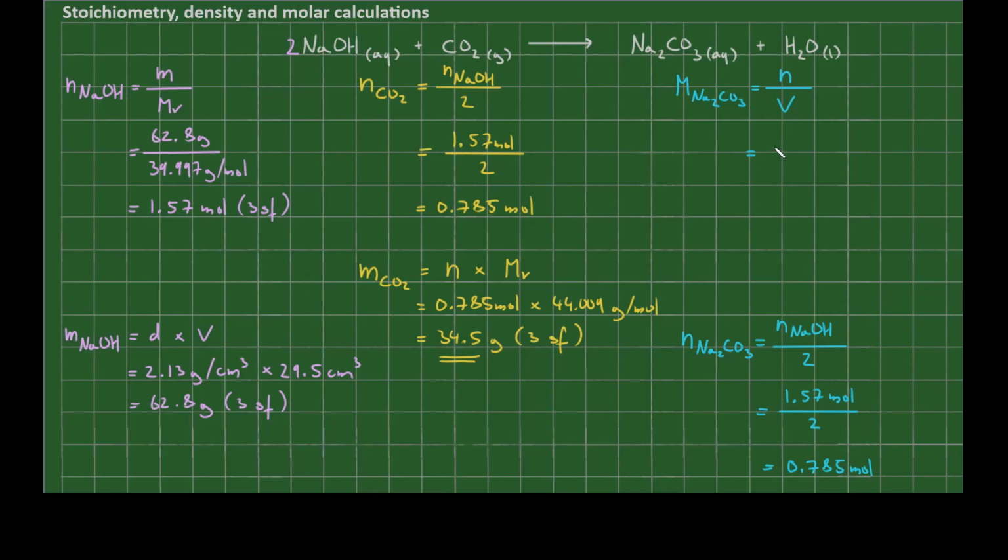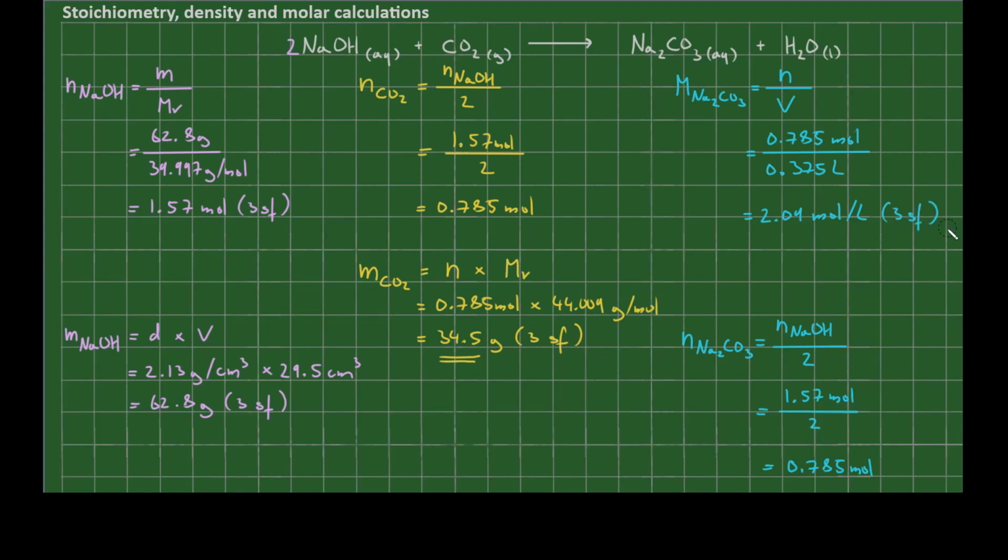Regardless, now that I have the moles of sodium carbonate, I can calculate the molarity. I can divide the number of moles by the volume of the solution. The number of moles is 0.785, while the volume of the solution was given to us in the problem, and it was 375 milliliters. Recall that for molarity calculations, the volume needs to be in liters. So I'm going to convert those 375 milliliters into 0.375 liters. And when I divide these two numbers, I end up with a molarity of 2.09 moles per liter when rounded to 3 significant figures.